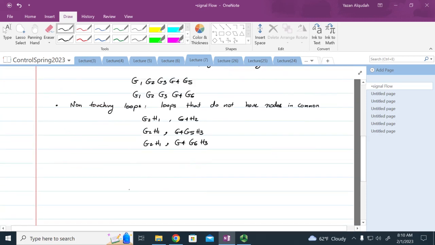Okay. Another definition that we're going to need is the non-touching loop gain. This is the product of the non-touching loop gains taken any number of times at a time.